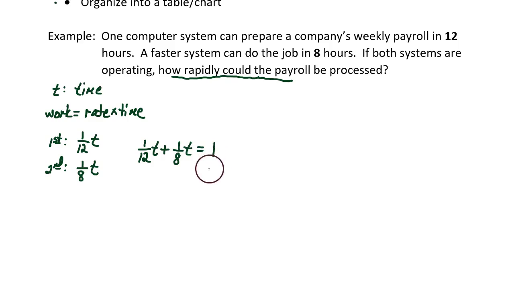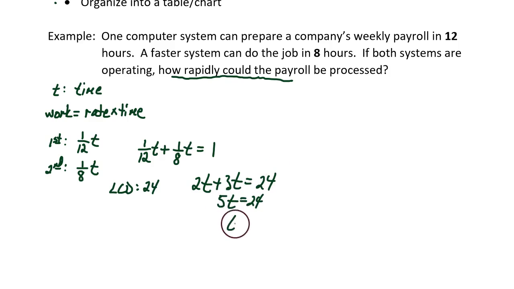Now solve the equation. In the very last lesson, we learned techniques to solve equations that have fractions. One is to multiply by the least common denominator. The least common denominator with a 12 and an 8 is the number 24. 24 times 1/12 t is 2t. 24 times 1/8 t is 3t. 24 times 1 is 24. This makes 5t equals 24, so t equals 24/5.